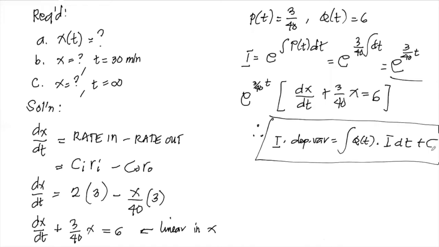Para hindi na natin siya isa-isahin pa katulad ng sa linear. Dahil ito na yung pinaka-equation natin na we multiplied this standard form of the linear equation by integrating factor. Ito na ngayon yung ating equation. So integrating factor is e raised to 3 over 40 times t. And what is the dependent variable?